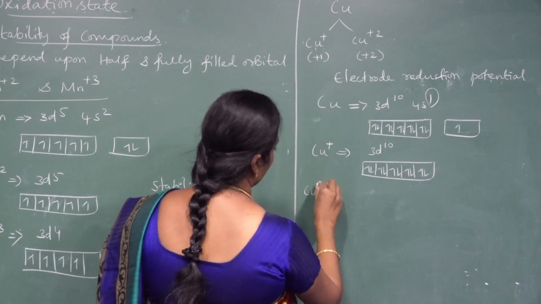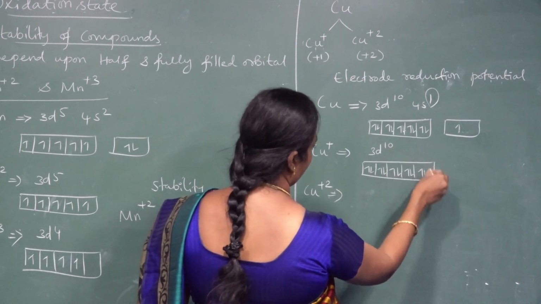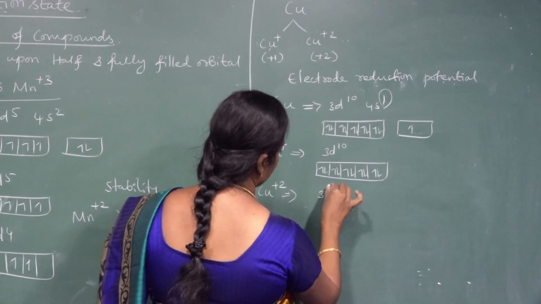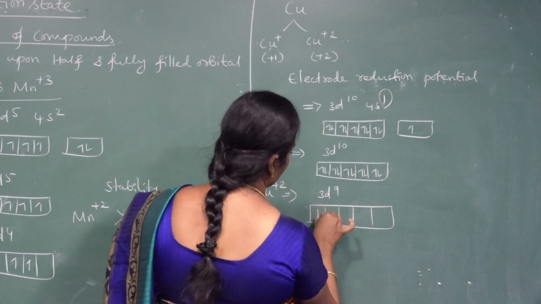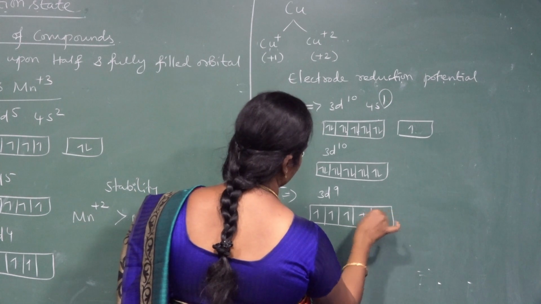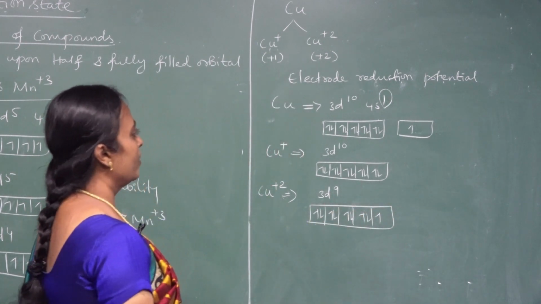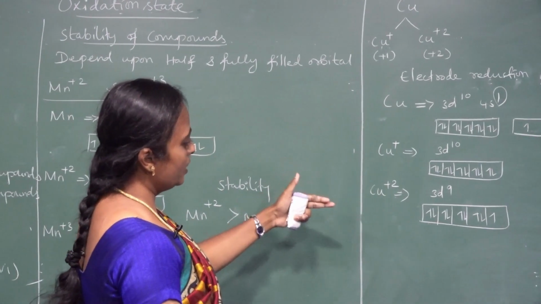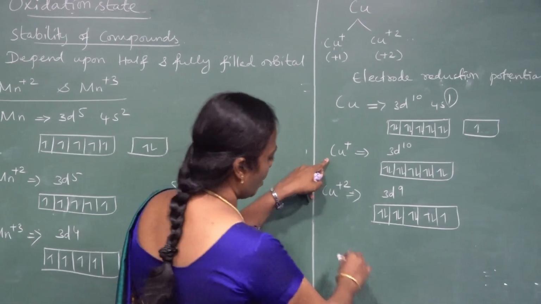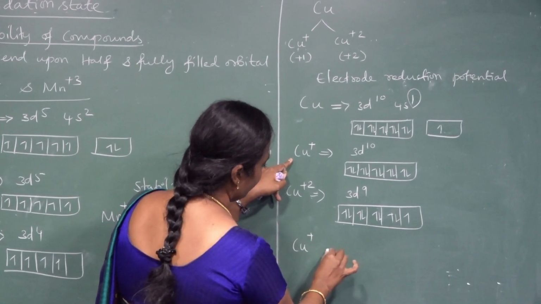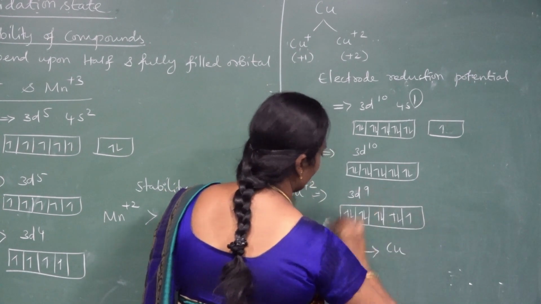And Cu plus 2, where I can remove the 10th electron, so we'll get 3d9. Okay, one unpaired electron. Now, how is it reduced? If I am taking Cu plus and I add one electron, that will be reduced into copper.